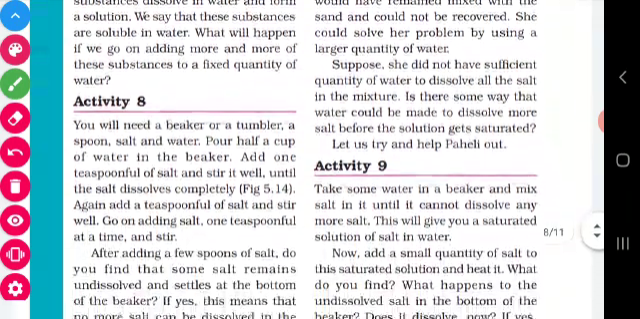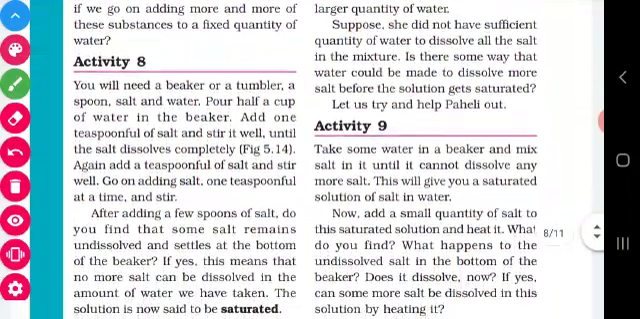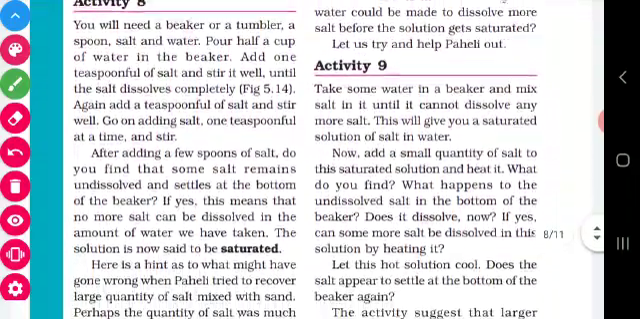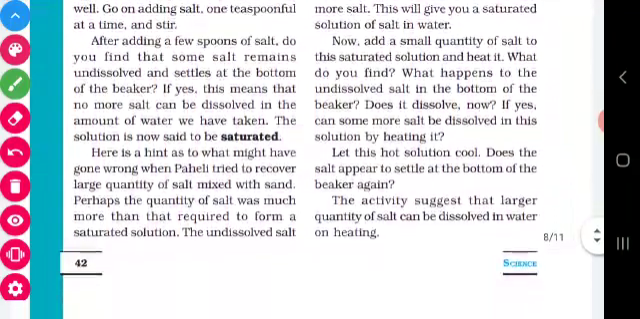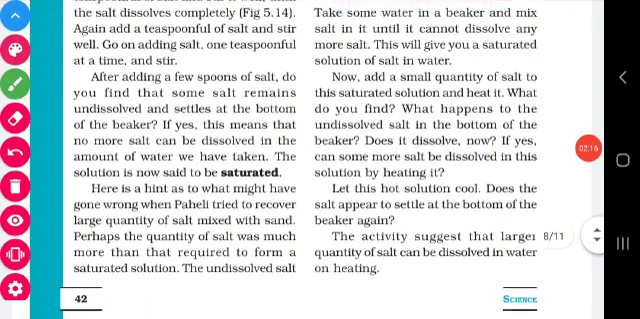Now we are going to do one activity. We are going to see two types of solution. One is the saturated solution and the other one is the unsaturated solution. We are going to see what is a saturated solution and an unsaturated solution.